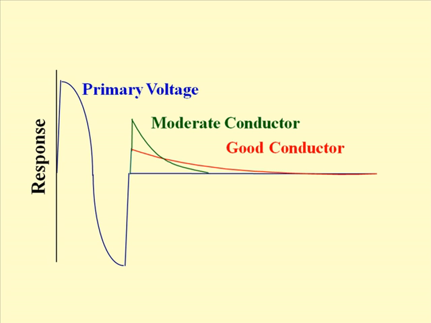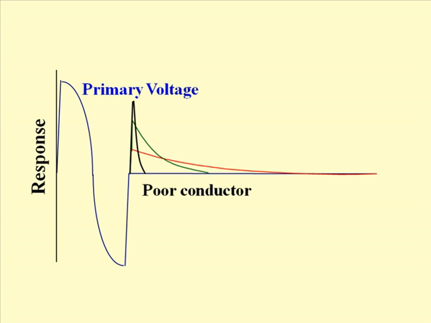Something that's not quite as conductive, a moderate conductor, for example, has more resistive losses, so the magnetic field and the response decays away more quickly. A poor conductor has high resistive losses, so the magnetic field and the response decays away very quickly, as you can see by the black line here. If you want to measure that very fast decay, you need very narrow windows close to the switch off in order to be able to take those measurements.